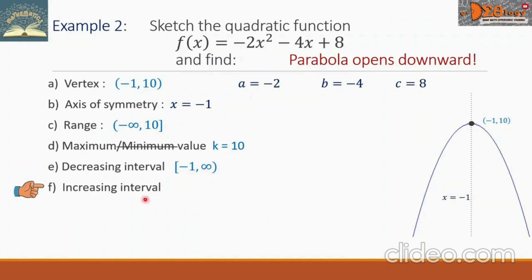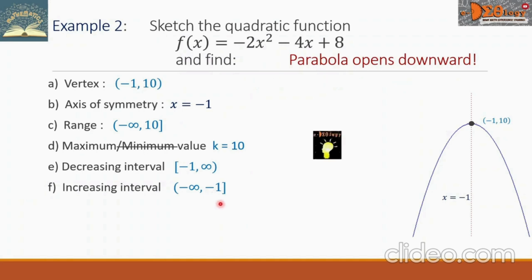What about the increasing interval? From the left side, going to the axis of symmetry, the graph is going up. So this is the increasing interval. With regard to x values, the increasing interval will be from negative infinity to negative 1. These are now the answers.